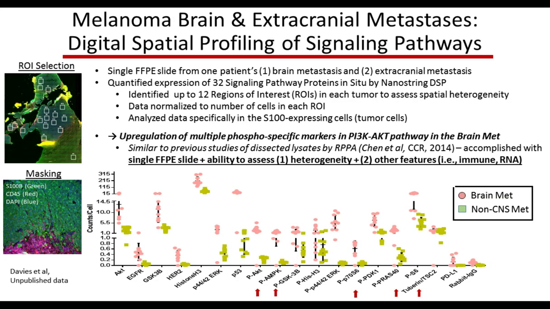This slide shows our first pilot experiment. This is a brain metastasis that we analyzed from a patient who had a brain metastasis and an extracranial metastasis. We selected 12 regions of interest in each tumor to assess spatial heterogeneity. The data that we obtained was normalized to the number of cells in each ROI, again using the digital spatial profiling to look at our panels of signaling pathway proteins.